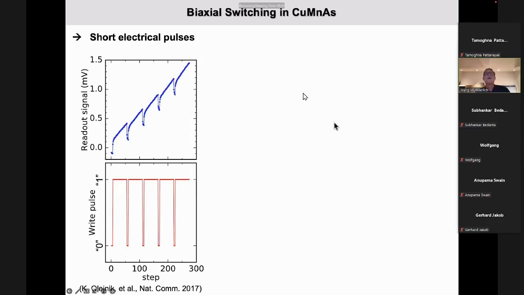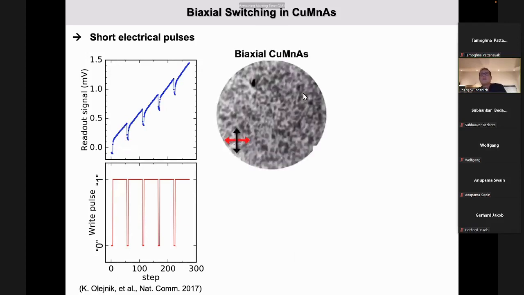And indeed, if you now apply short electrical pulses in this copper manganese arsenide, you can see that our readout signal, which we measure transverse AMR, changes pulse by pulse by pulse. If you change it the opposite direction, it reduces, and so on and so on. It's not just a switching between two states, it's actually a multi-domain switching. And the origin of this is believed that this copper manganese arsenide can have a biaxial anisotropy, and therefore you have many small domains which then switch individually at certain current pulses, and you get such a kind of counter.